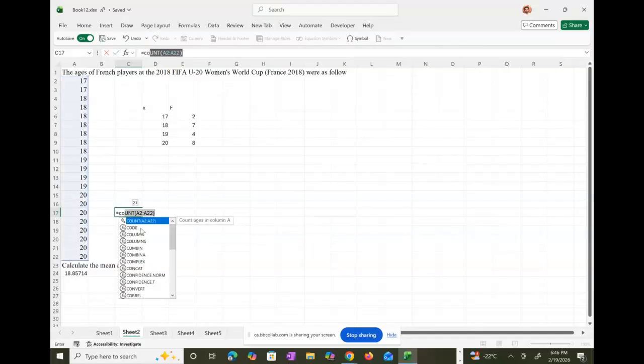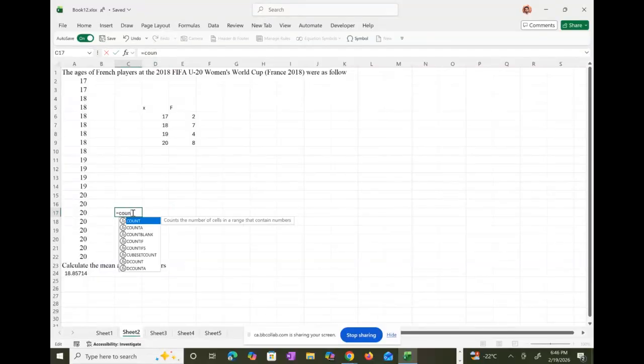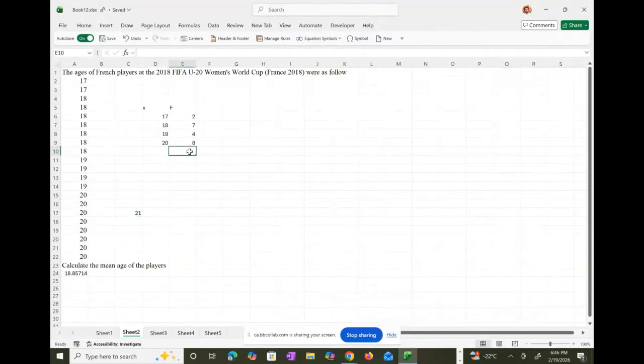Count. Where is the count of these numbers? Count of these. So there are 21 terms in here. So let's see if the sum of these terms comes out to be 20 or not. Frequency means the sum of all the frequency values.